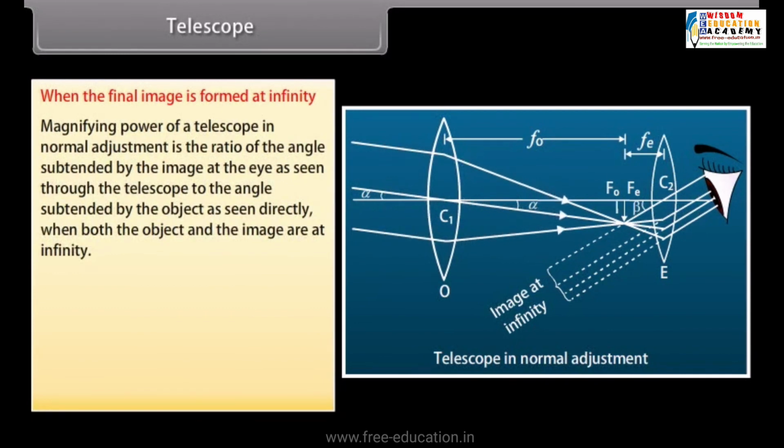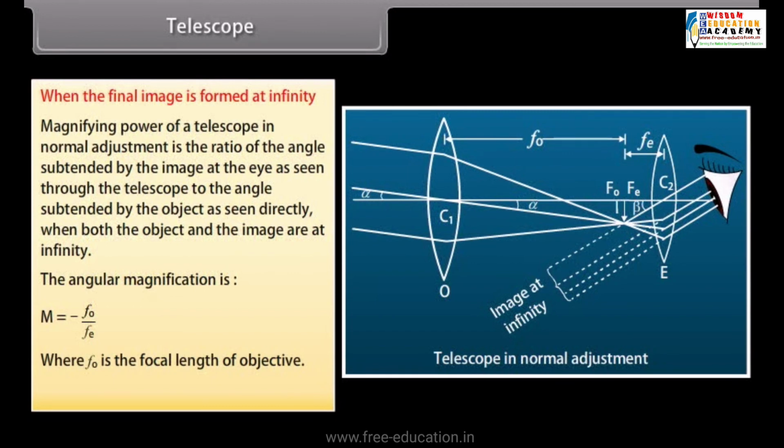Magnifying power of a telescope in normal adjustment is the ratio of the angle subtended by the image at the eye as seen through the telescope to the angle subtended by the object as seen directly, when both the object and the image are at infinity. The angular magnification is M is equal to minus FO by FE, where FO is the focal length of the objective, FE is the focal length of the eyepiece.